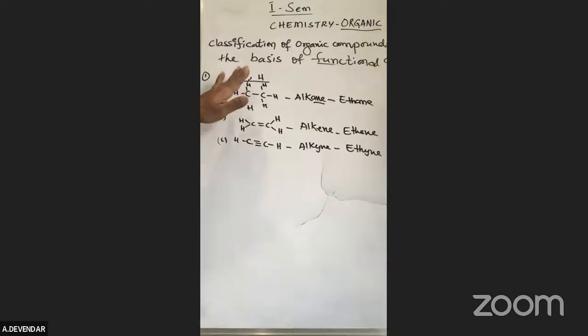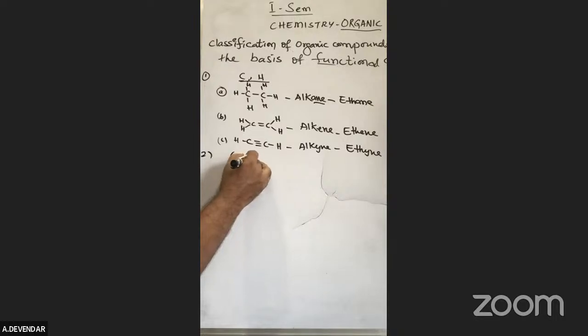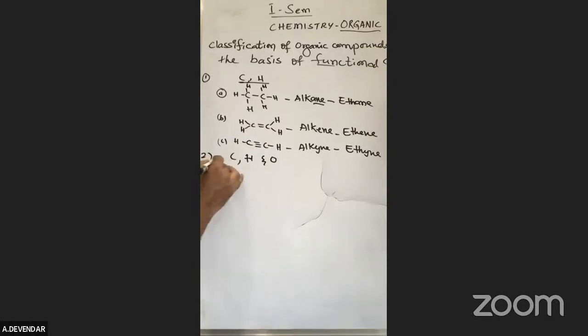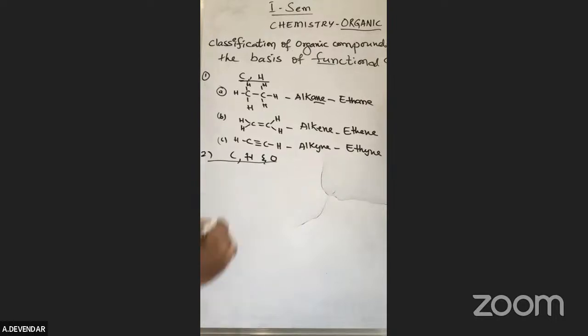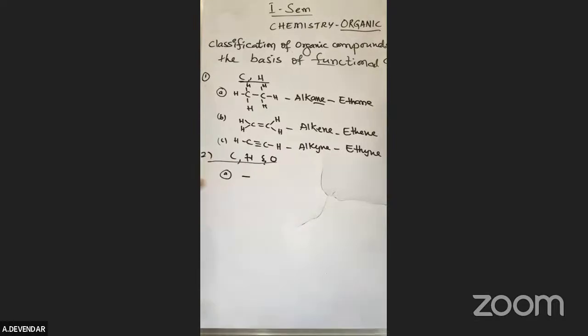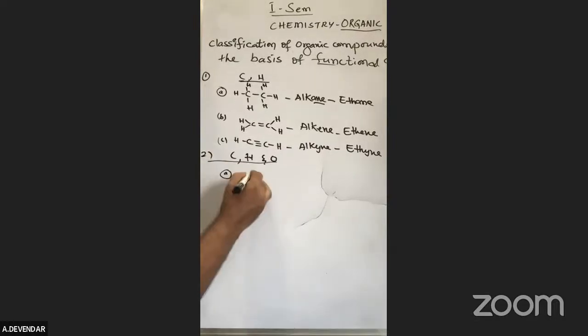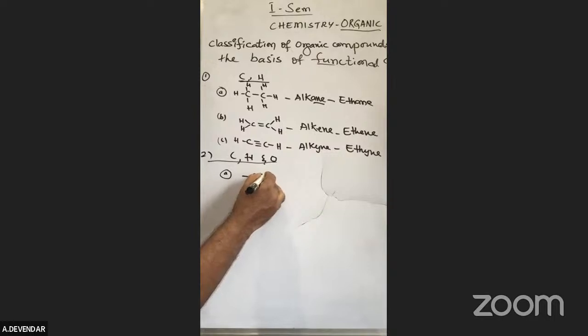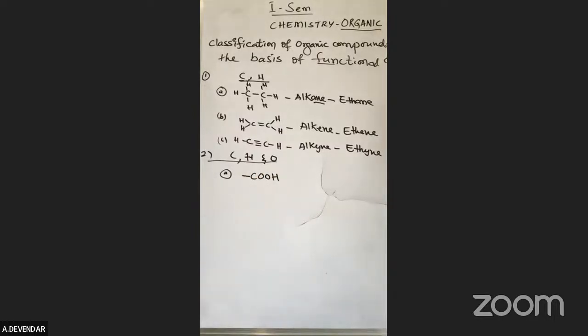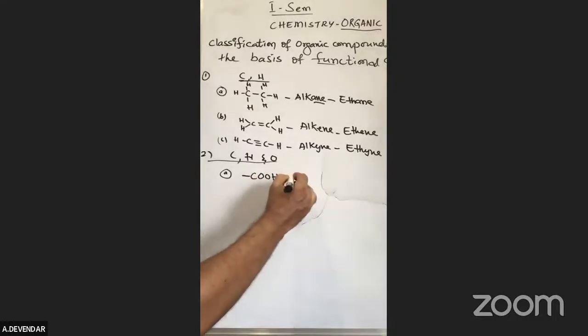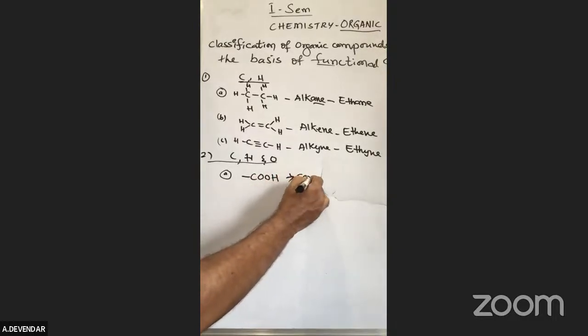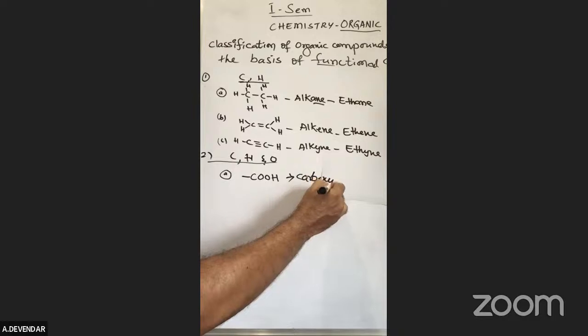Now, in the second classification, I am using carbon, hydrogen, and also one more element, oxygen. If oxygen is there, I am classifying the organic compounds. First, A, I'm using a simple compound with a chain. That particular chain consists of carbon and oxygen, and this functional group is called carboxylic acid.